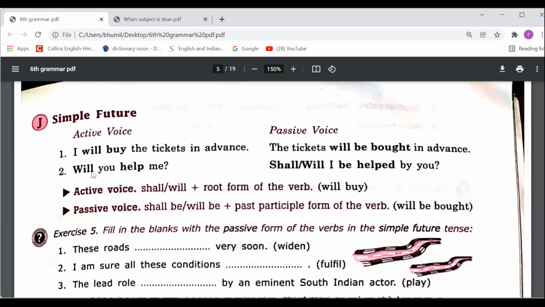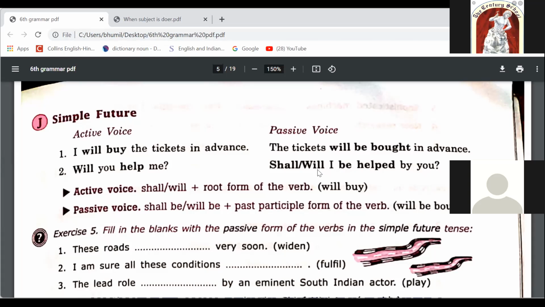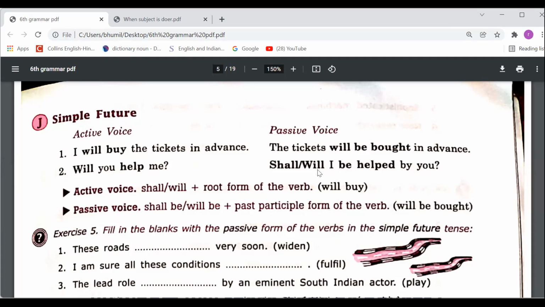Next sentence, will you help me? So we need to say the sentence, will or shall, both you can use. Will or shall I be helped by you? Because me is the object and you is the subject. So me will become the subject, right? And you will become the object. But remember this, dear students, the tense we should not change, right? That's why we have to write this sentence, will I be helped by you, right?